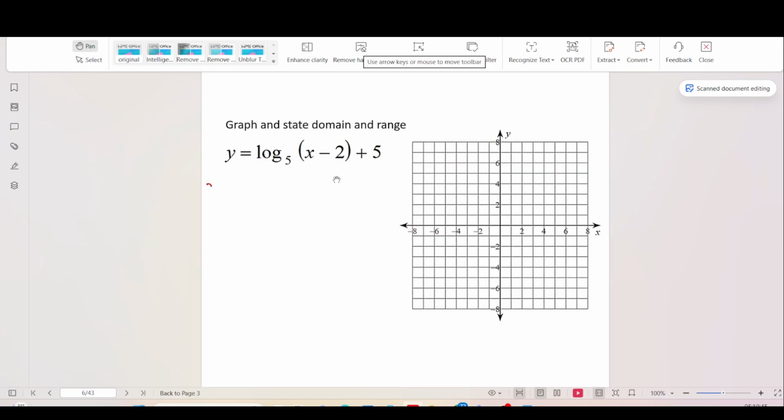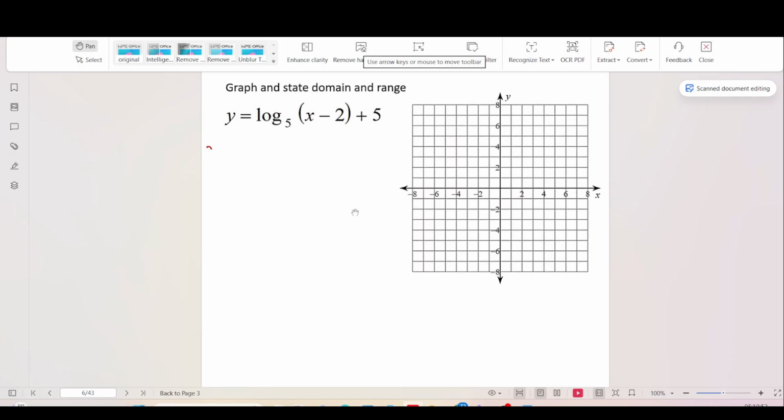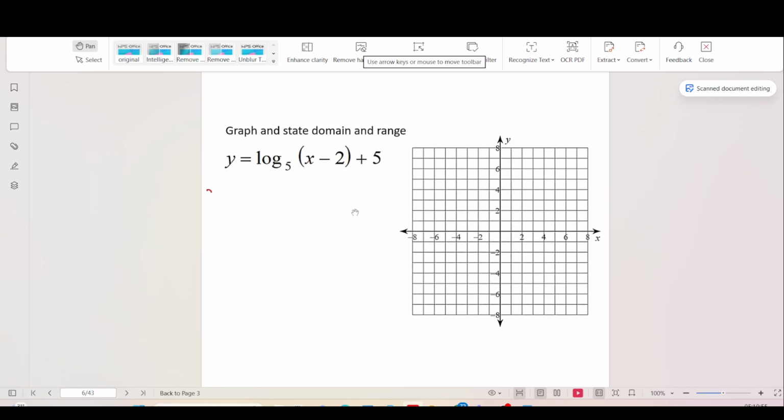Asymptote is x equals 2, so you will draw it on the x-axis. Is there another one too? The horizontal asymptote would be 5? No, it's just 2. 5 is not an asymptote. There is no horizontal asymptote in log graphs.